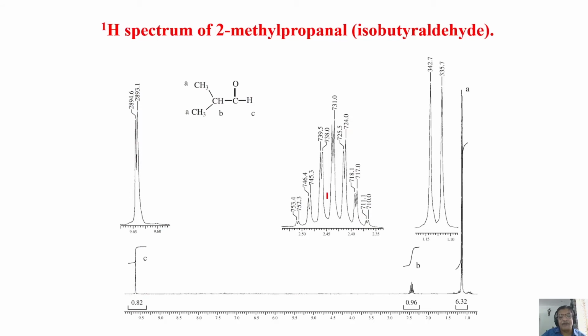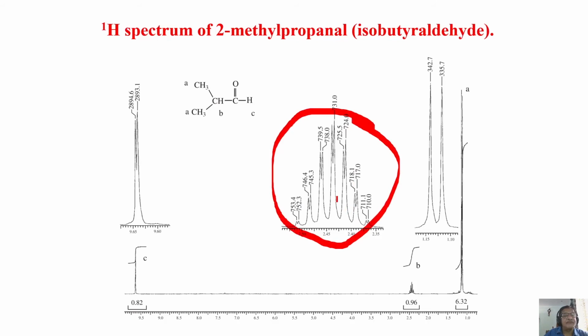As a consequence, you get a 4 into 4 quartet. Each line of this quartet is a quartet, and each of them is further split into a doublet like this. You can see, so you should get 32 peaks here. That is the reason why it is so complex. You understood the point now? What is happening here? So this is the CH proton.